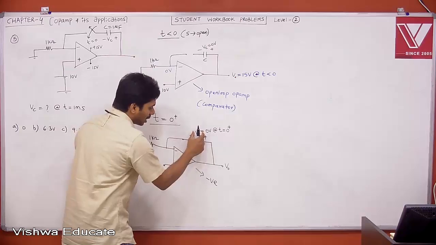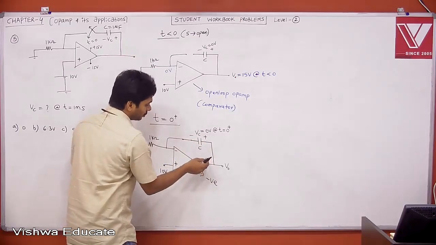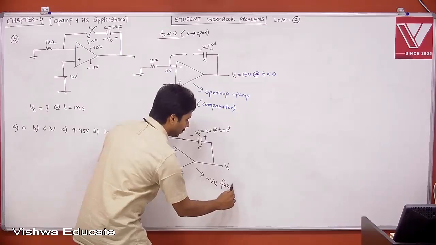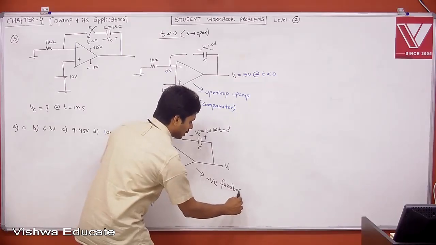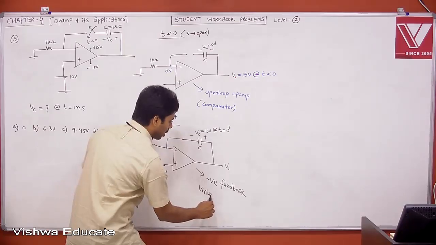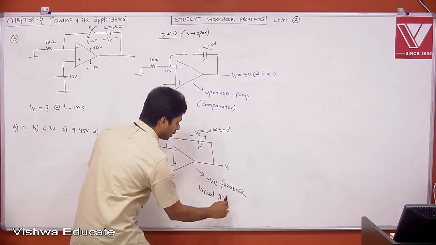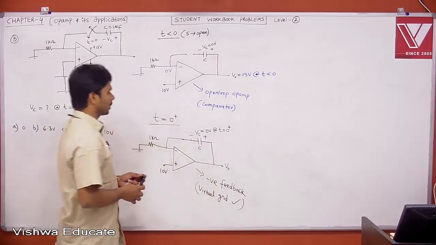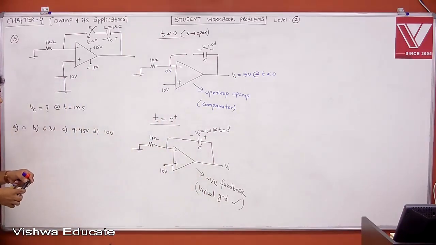But at that time, the voltage across the capacitor is 0. Therefore, this is a short circuit. What may be? This is negative feedback. If it is negative feedback, then the virtual ground concept is valid. Right? If the virtual ground concept is valid, what is the virtual ground concept?